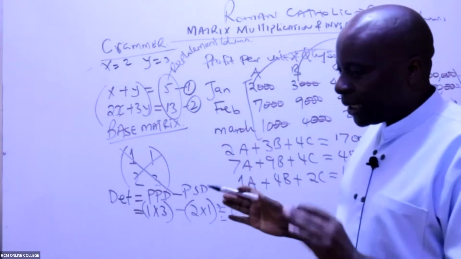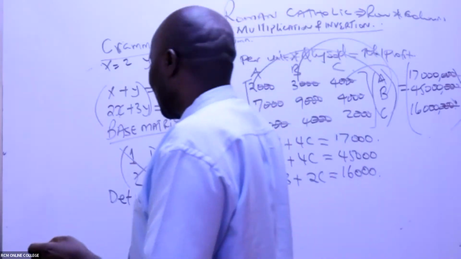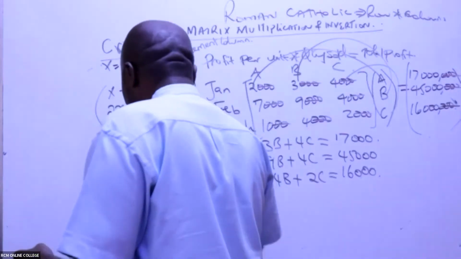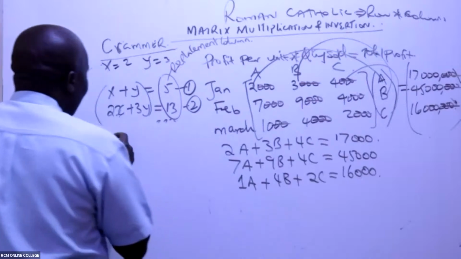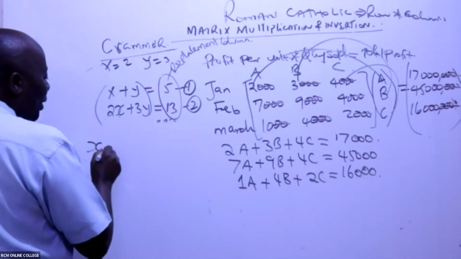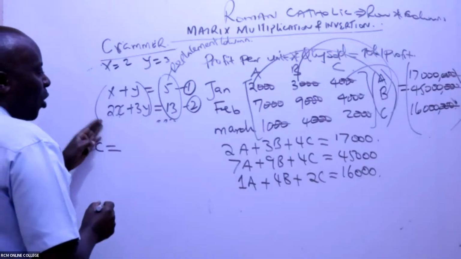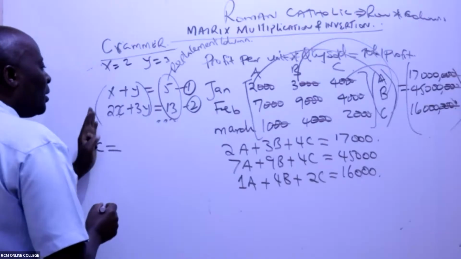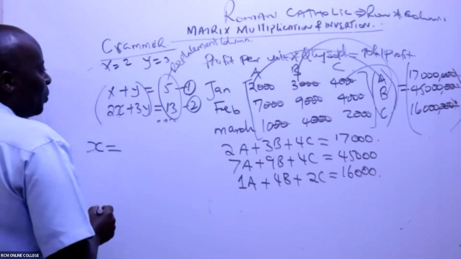Replacement column. Please listen, because now I'm coming to the end of this. We know what the base matrix determinant is. It is 1. Now listen. According to Cramer, if you want to get the value of X, you see X is column number 1, the column of X must disappear.